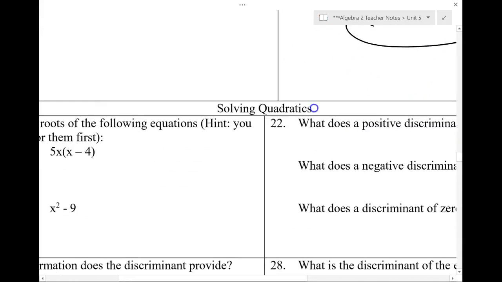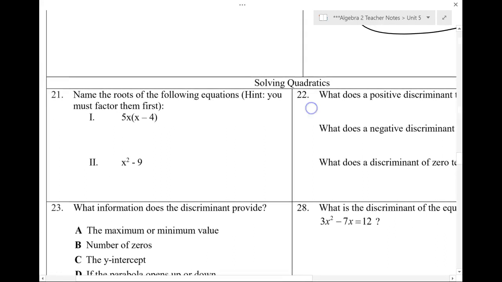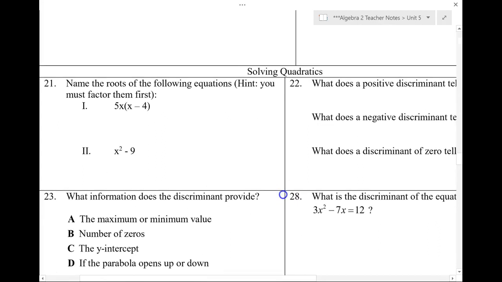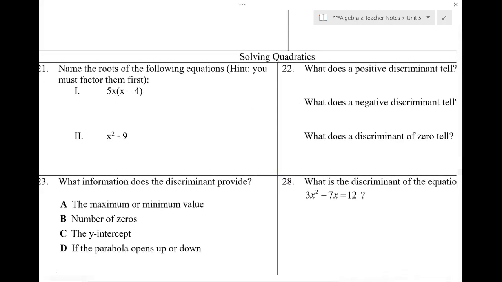Okay, so now let's go down to this, solving some quadratics. Okay, so now we need to name the roots of the following equations. So in other words, what do I have to plug in here and here in order to make it equal 0? Well, the nice thing about this one, it's already factored out, but you may have to factor it out. But in this case, it is factored out already.